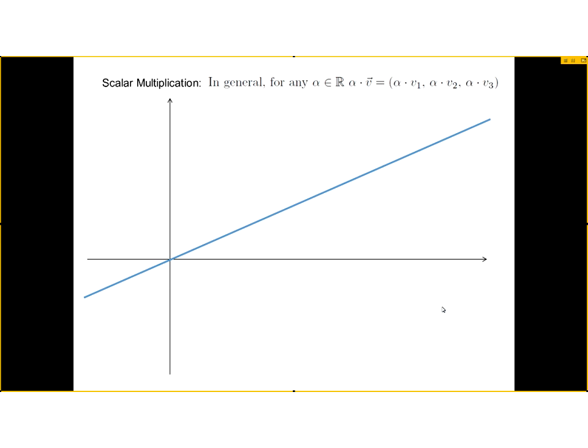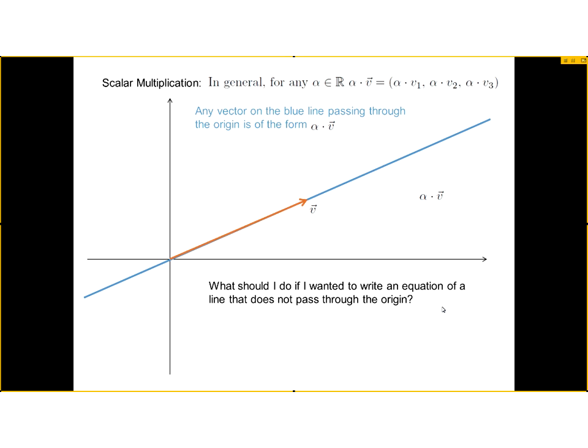Similarly, scalar multiplication: if I am going to multiply a vector by a scalar, say alpha, then alpha is multiplied with each component, the ith component, jth component, and kth component. Geometrically you understand it is a vector. Any vector on a blue line passing through the origin is of the form alpha times v, which is a vector.